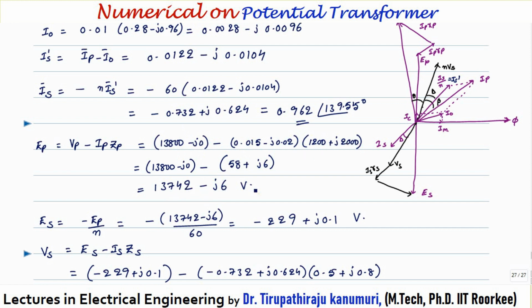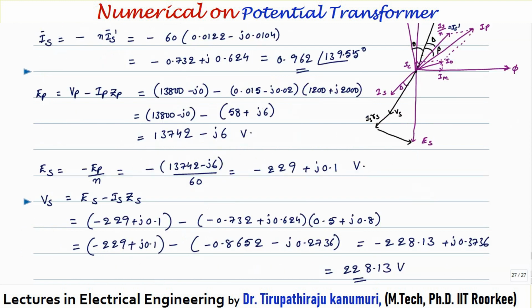So now I want to calculate the ES. So ES is opposite to EP. Again we have to consider the transformation ratio. So that's why this will be equal to minus sign to represent this 180 degrees opposite, and divided by N to get the secondary side actual value. So this will be minus of the EP divided by 60. This will be minus 229 plus J 0.1 volts. So now ES is obtained.